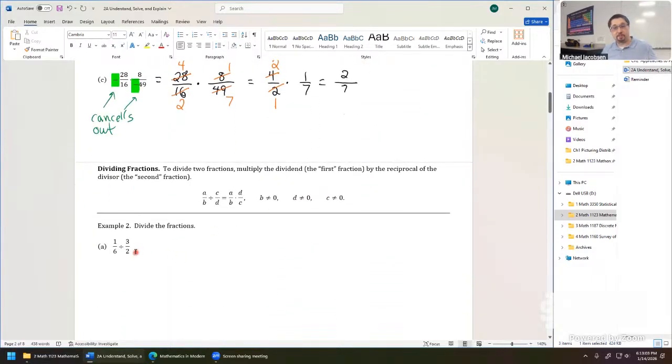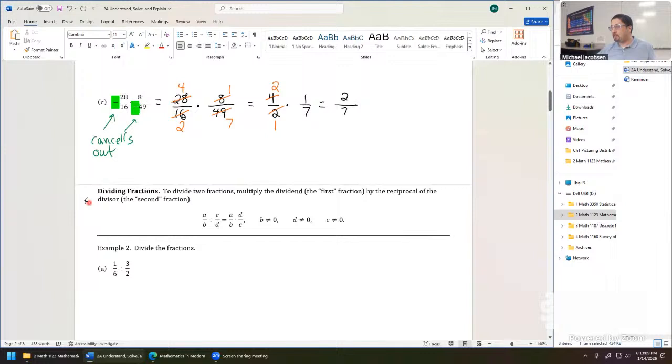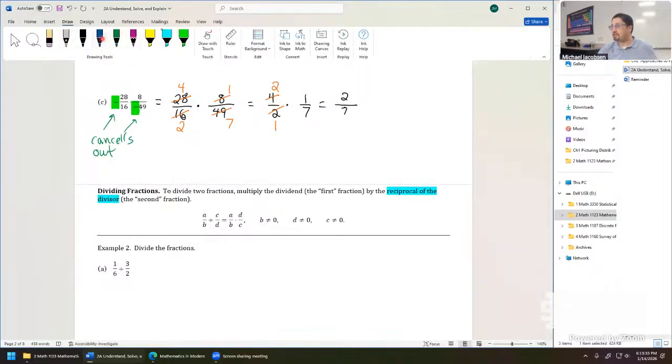So let's start with the first official problem for the day. Let's leave this one here just as a guide. If we go over from multiplying to now dividing fractions, the process becomes a little bit different. To divide two fractions, we multiply, they threw a new word at us, the dividend, the very first fraction, so that's the dividend, by the reciprocal of the divisor, the second fraction. So we took this divisor right here.